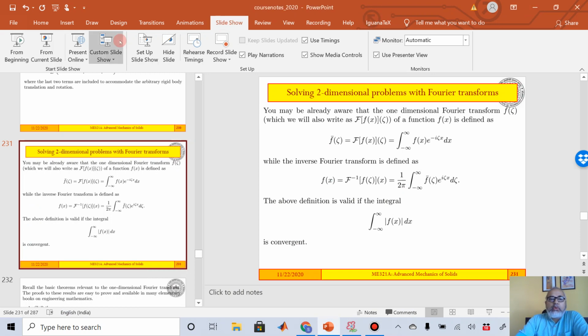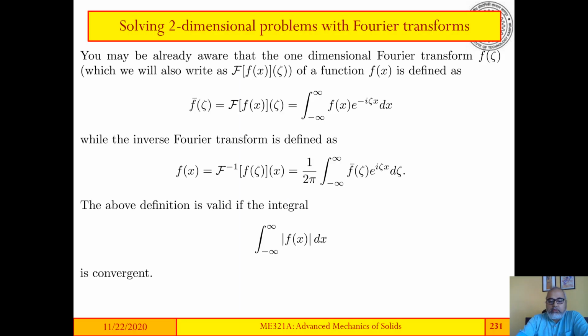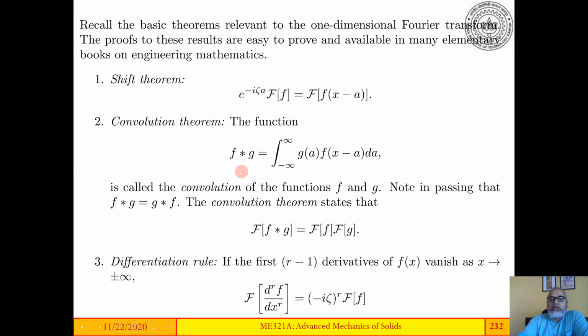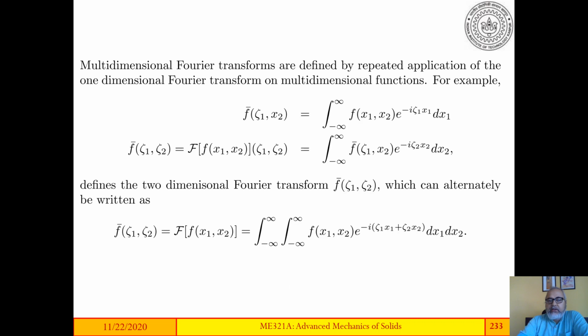Okay, now, these are the theorems that we have learned, and then we extend them to, say, 2 dimensions. When you extend to 2 dimensions, what we do is take two Fourier transforms. So first we take a Fourier transform with respect to, let's say, x1. One Fourier variable is zeta 1. We take a Fourier transform with respect to x1.